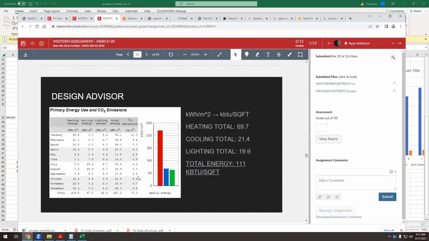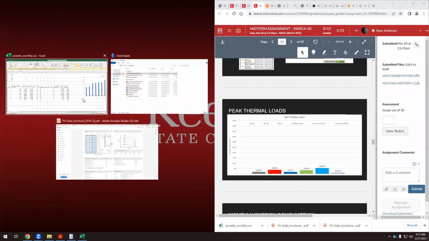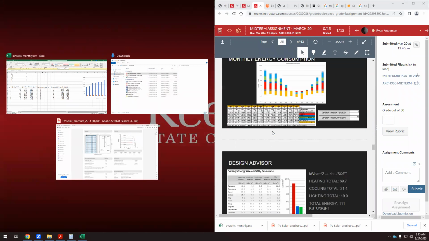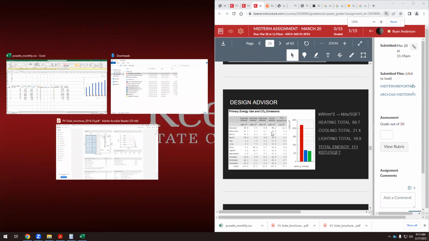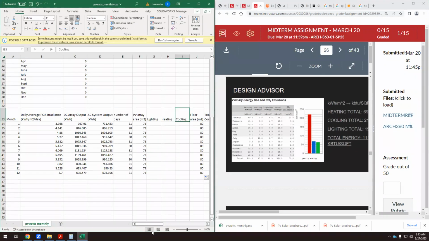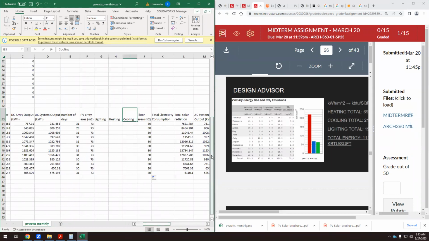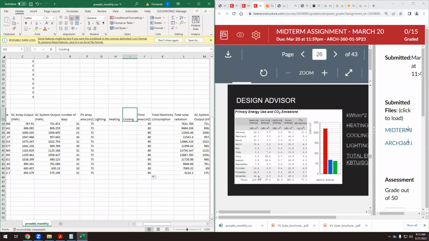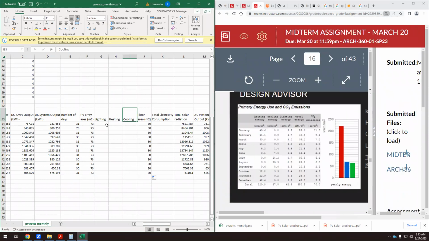Okay, so if we go to the Design Advisor, this is what we have. We have the heating energy, we have the cooling energy, and then we have the lighting. So I'm going to copy all these values here. So this is the heating energy.